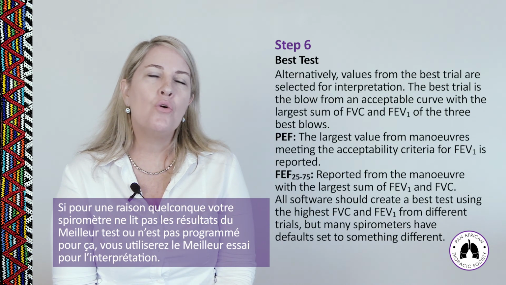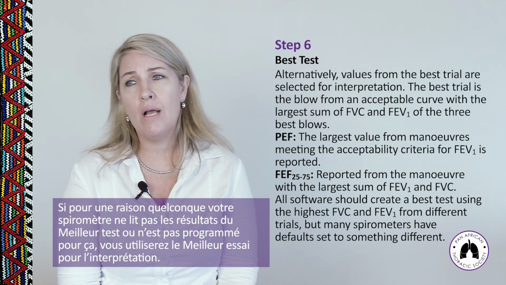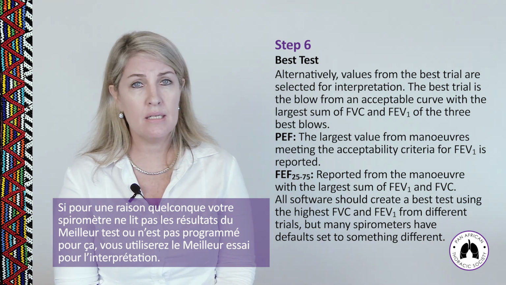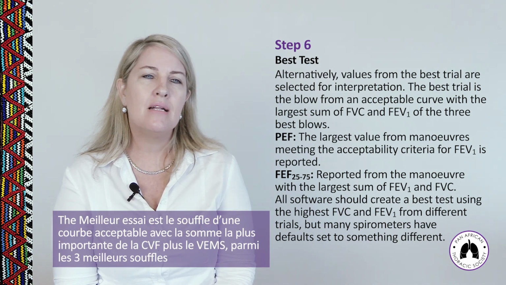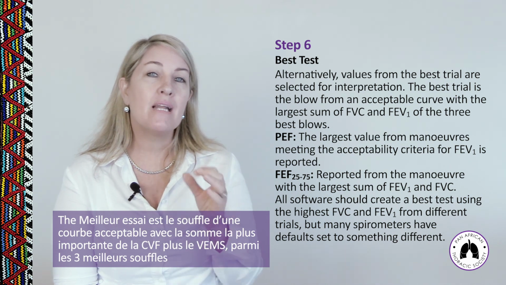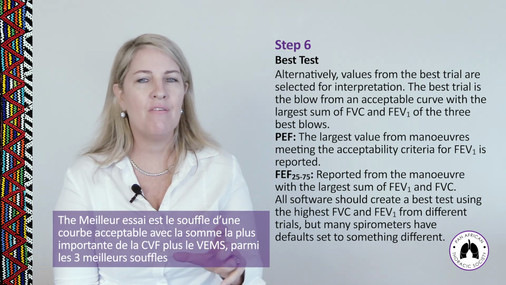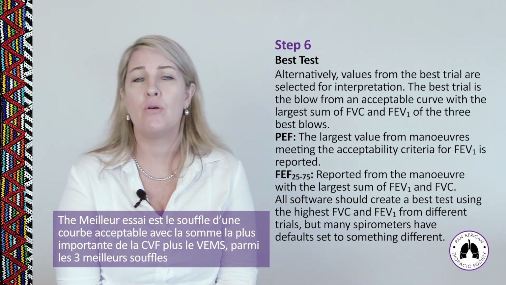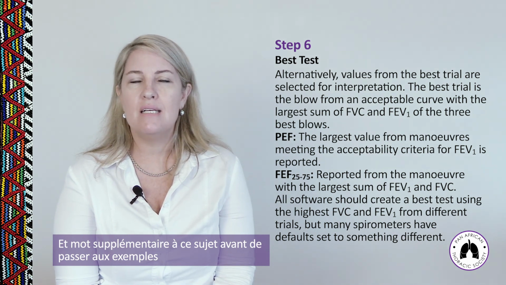Now, if your spirometer for some reason does not read the best test or is not set up to read the best test, then you would use the best trial for interpretation. The best trial is the blow from an acceptable curve with the largest sum of FVC and FEV1 of the 3 best blows.